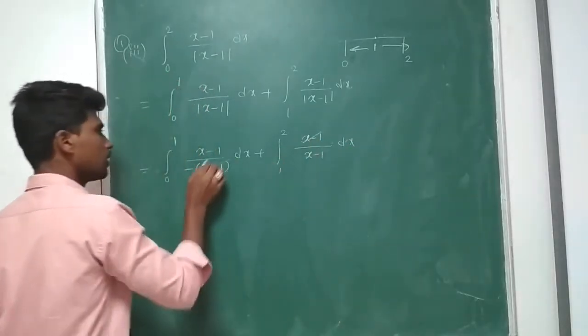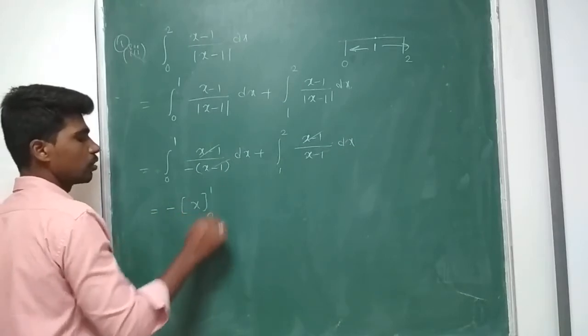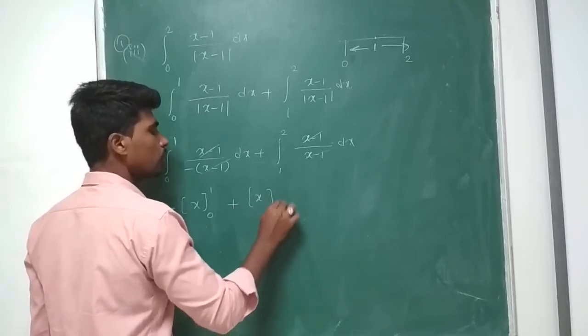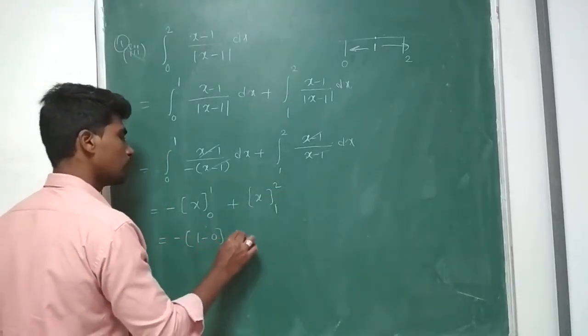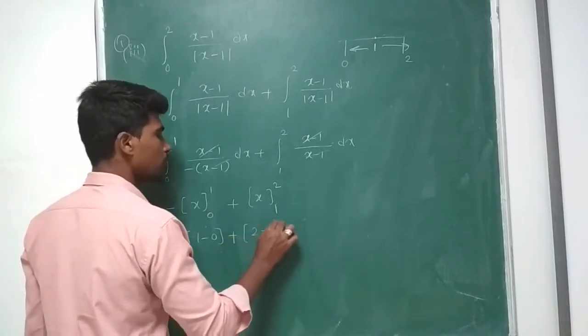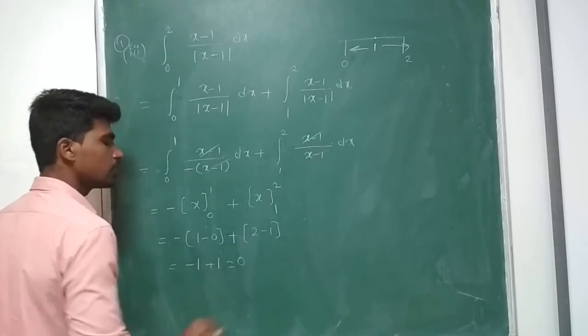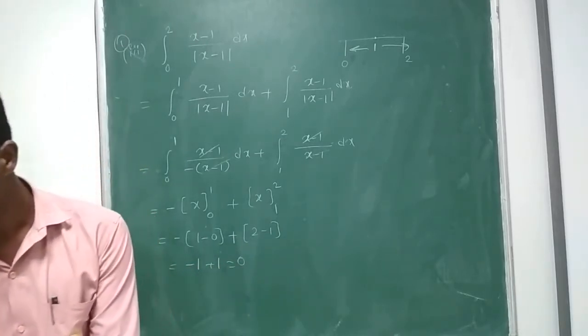Gets cancelled. I get here minus x, limits are 0 to 1, plus x, limits are 1 to 2. So then I get the answer minus of (1 minus 0) plus (2 minus 1). So minus 1 plus 1, which gives the answer as 0. Okay, so next problem.